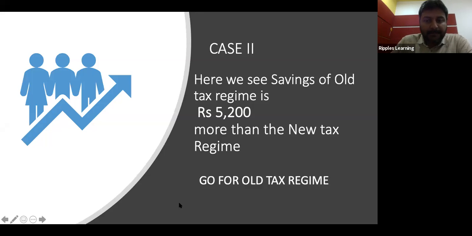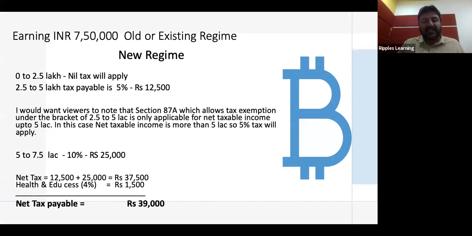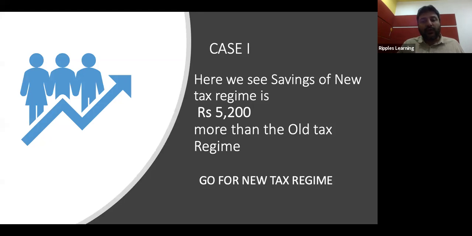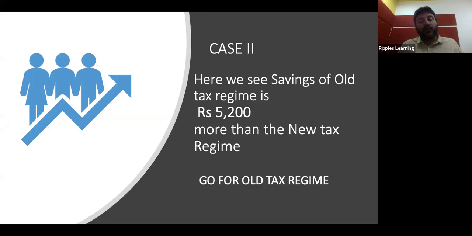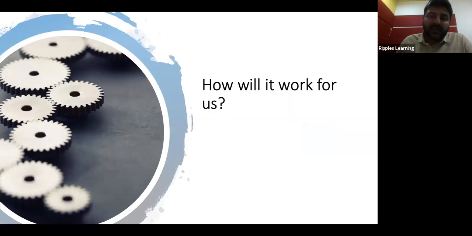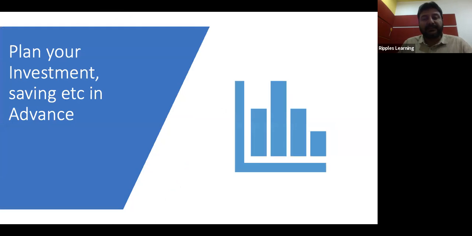Right. So you can see, in case 1, we were advising you to go for the new tax regime with a saving of 5,200 rupees, and in case 2, we are talking about going for the old tax regime with a saving of 5,200 from the new tax regime. What does this leave us with then? How will it work for us? Very important question. How will it work for us as individual taxpayers, and as HRs, right?